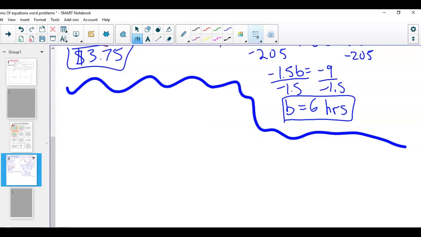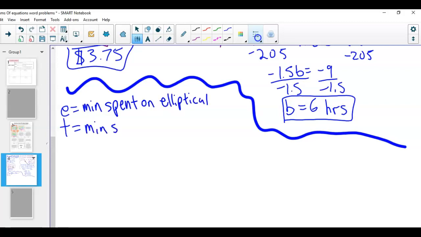Right, so we can name those, and you don't have to name them whatever it's called. You could just name them X and Y if that's what you want. I'm pretty sure I said don't use T, but I'm going to use T in this case. So this will be minutes spent on elliptical, and minutes spent on treadmill.